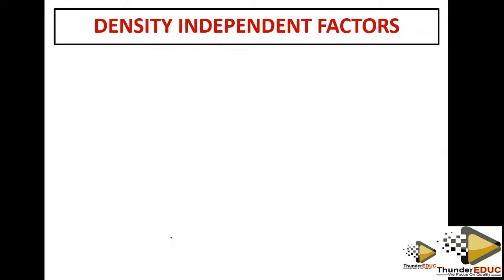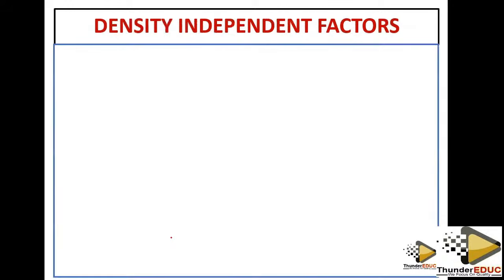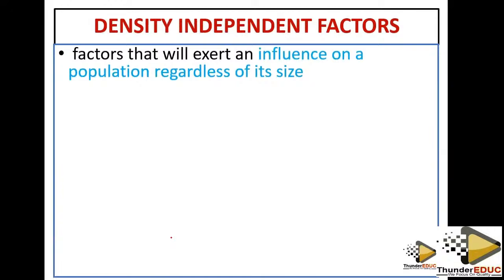So let's look at the density independent factors. What are some of the factors which do not depend on the density? They will just come in, whatever case it is, either population small or big, they don't care. So the factors that will exert an influence on the population regardless of its size, we call them the density independent factors.